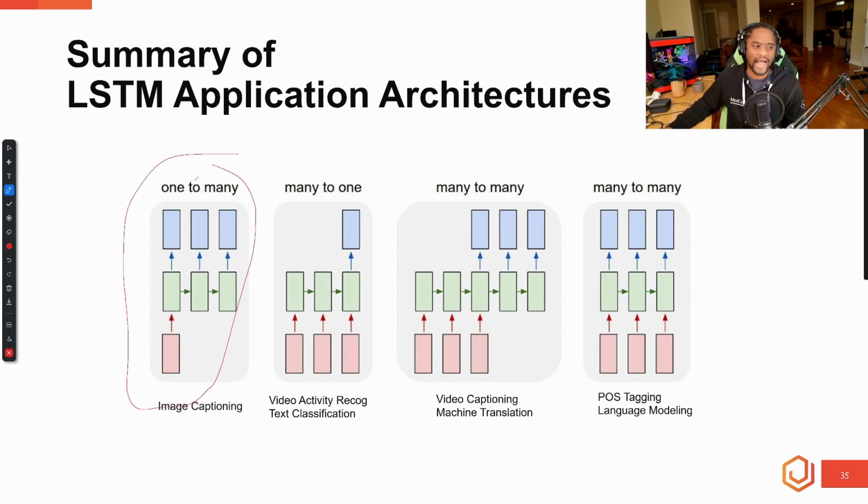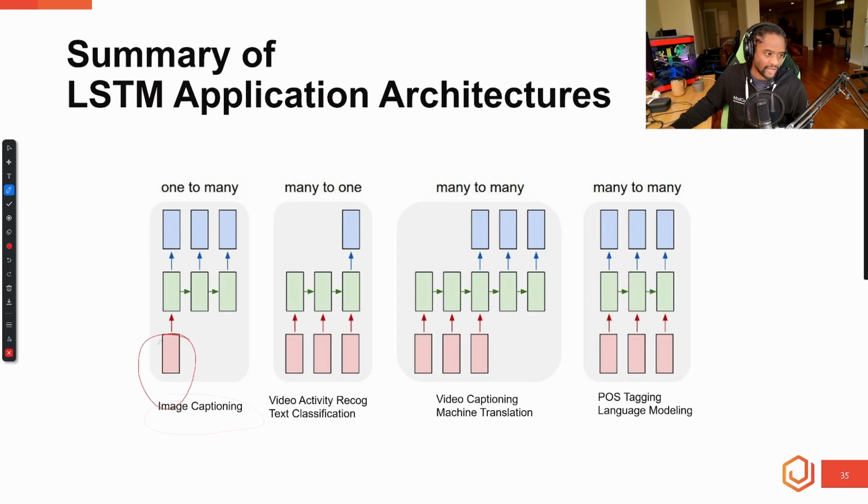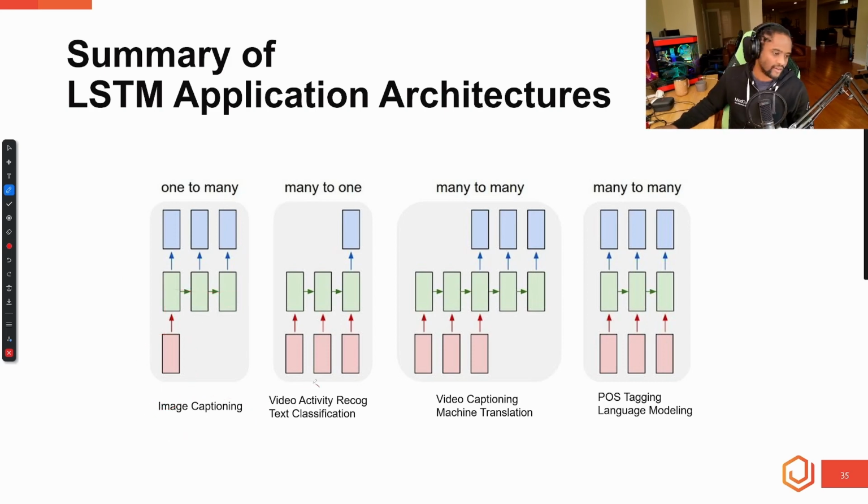So here are some applications of LSTMs that were popular. Image captioning. You have one image in, and then you let it write a sequence of words to describe it. Video activity recognition. You have multiple frames of an image, and it does a classification after it watches all of the video. So it's like cat jumping after it sees a cat jump over many frames.